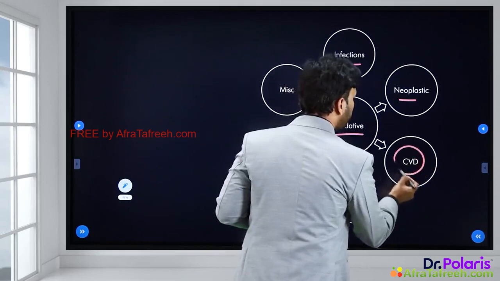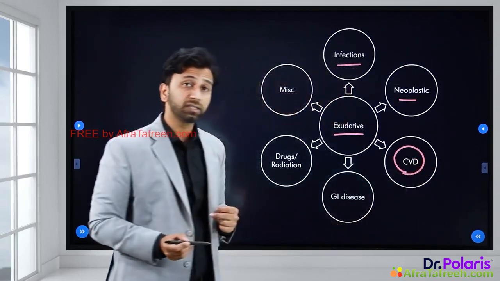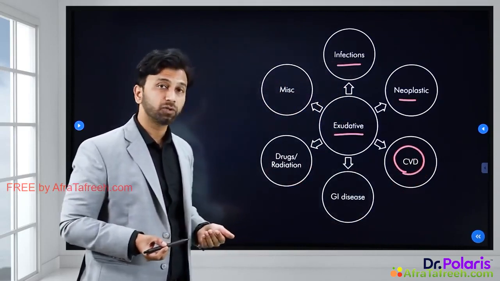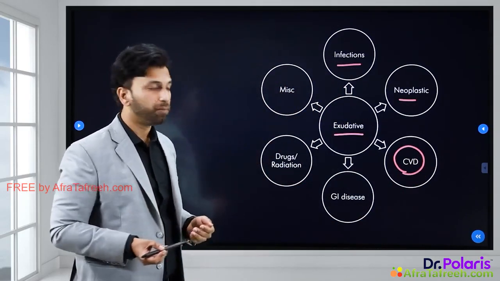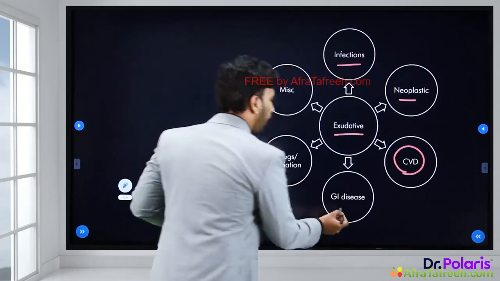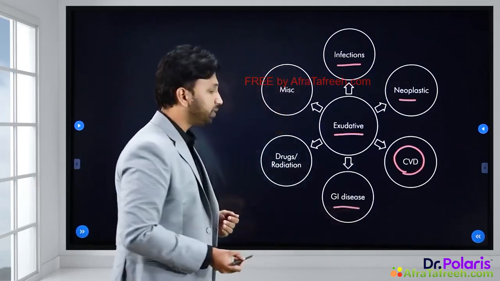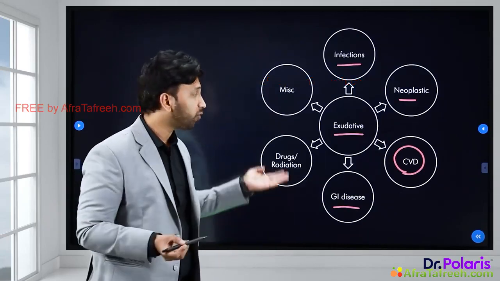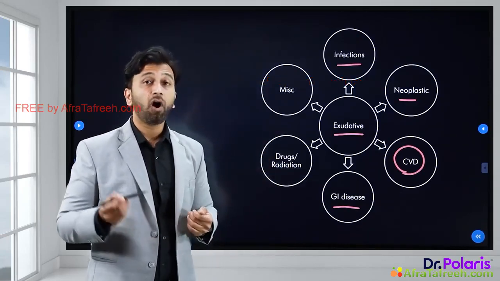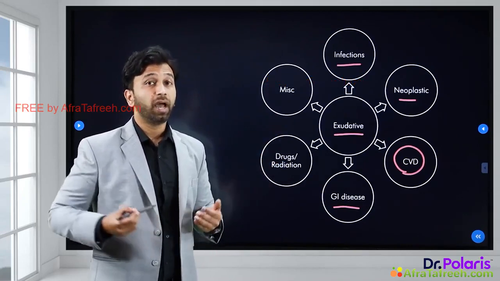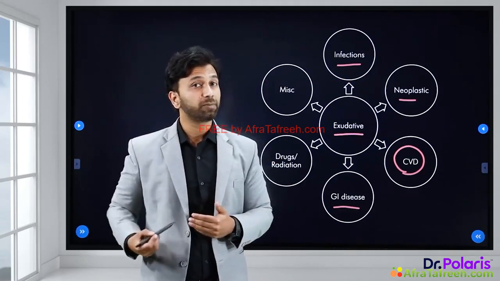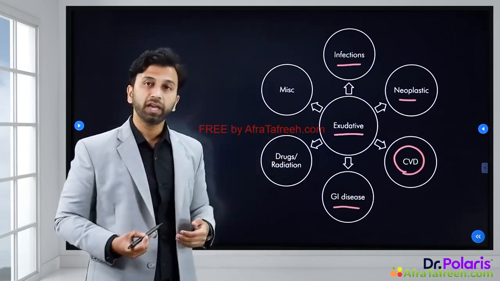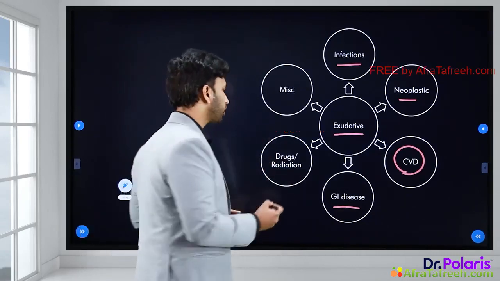Rarely, a collagen vascular disease such as rheumatoid arthritis, systemic lupus erythematosus, or drug-induced lupus can also lead to the formation of exudative pleural effusion. And from gastrointestinal diseases: diseases of the pancreas, such as chronic pancreatitis, or an intra-abdominal abscess. An individual who has recently had a liver transplantation or any form of intra-abdominal surgery can also develop an exudative pleural effusion.